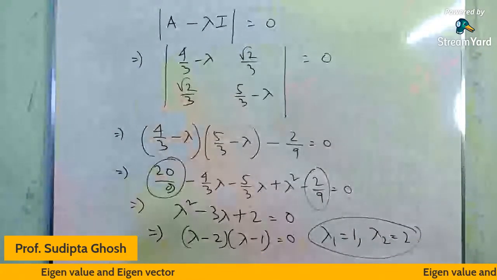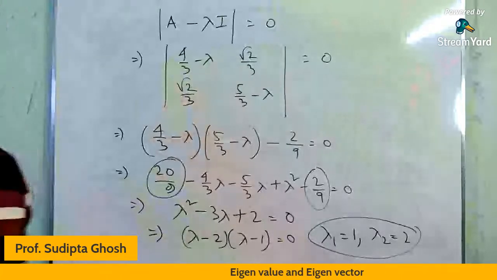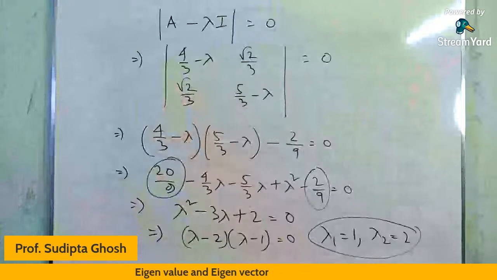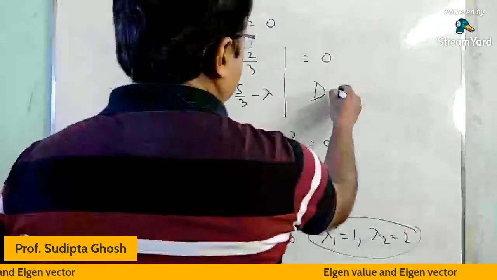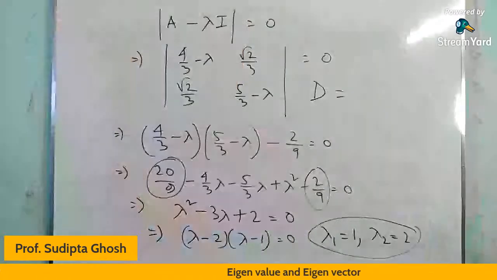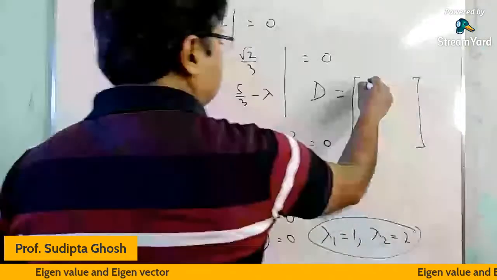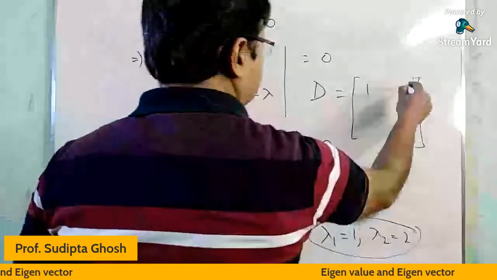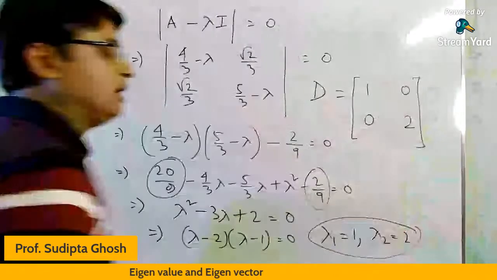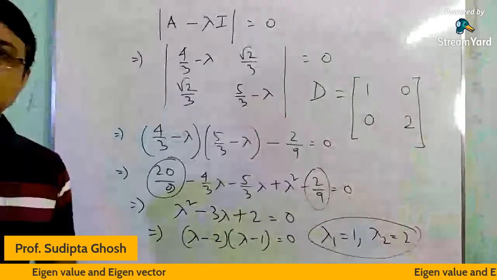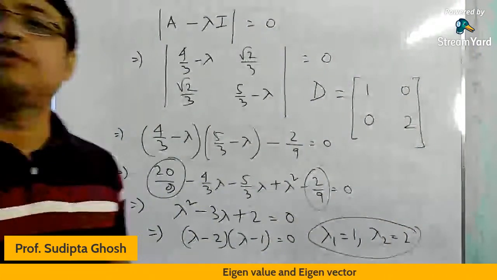Now, as we have obtained the eigenvalues of A, one step remains to get the diagonal matrix. It is written as capital D, and putting in the eigenvalues, lambda 1 equals 1 and lambda 2 equals 2, it will be 1, 0, 0, 2. So this is the diagonal matrix capital D of the given matrix A.